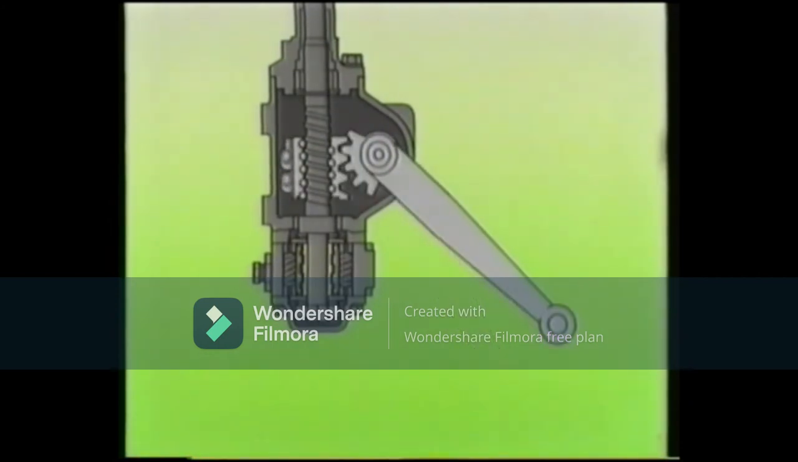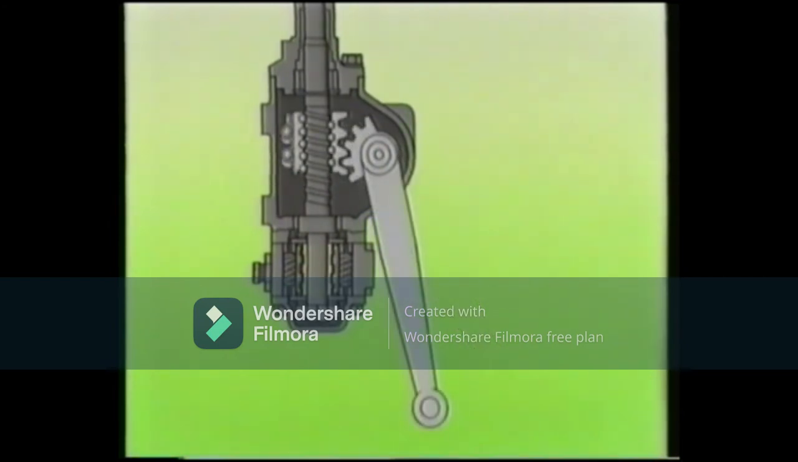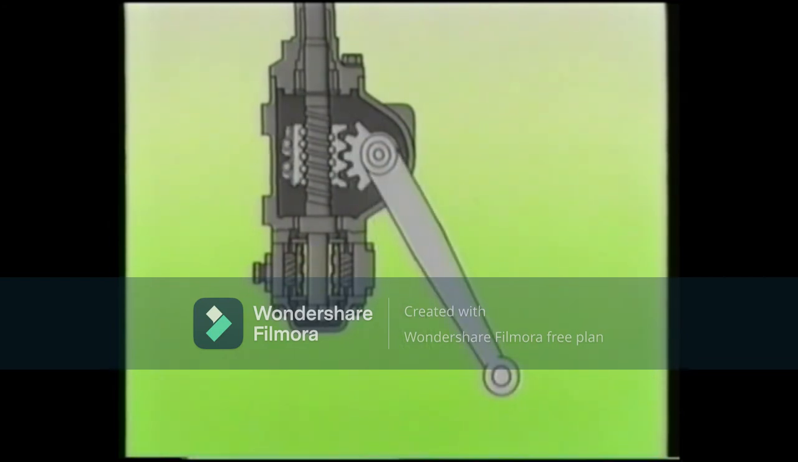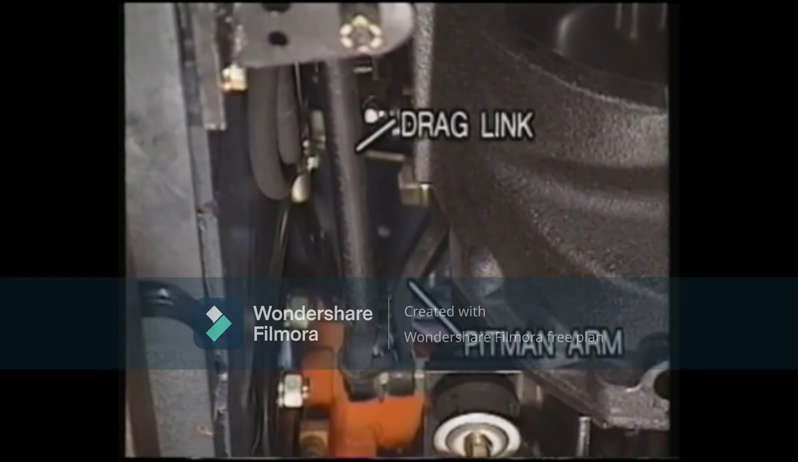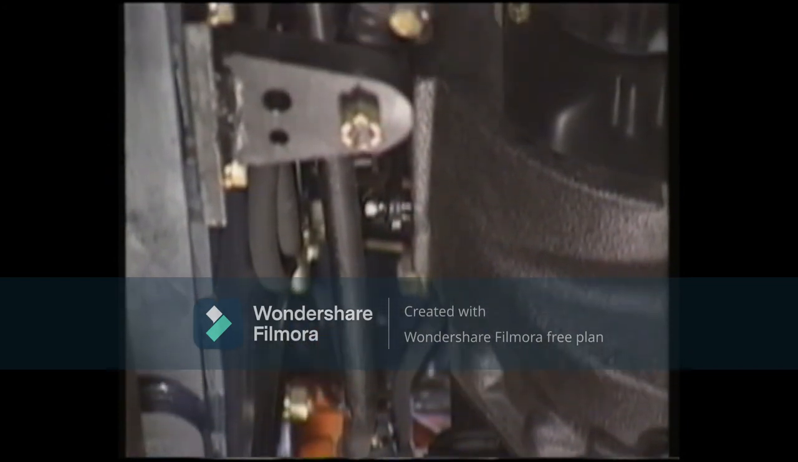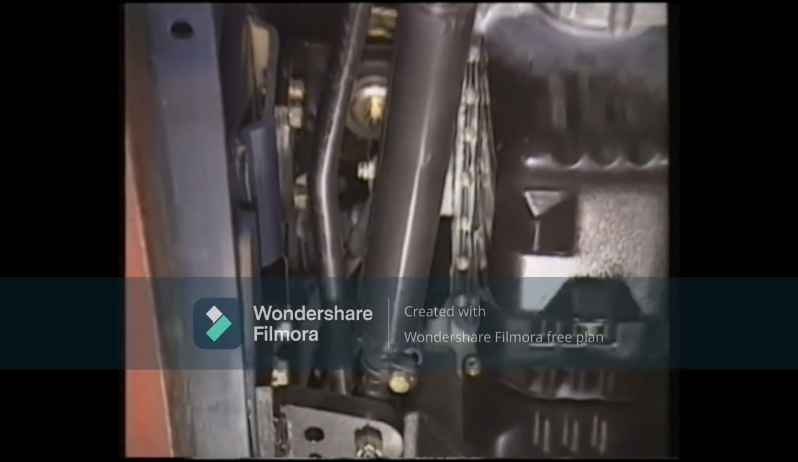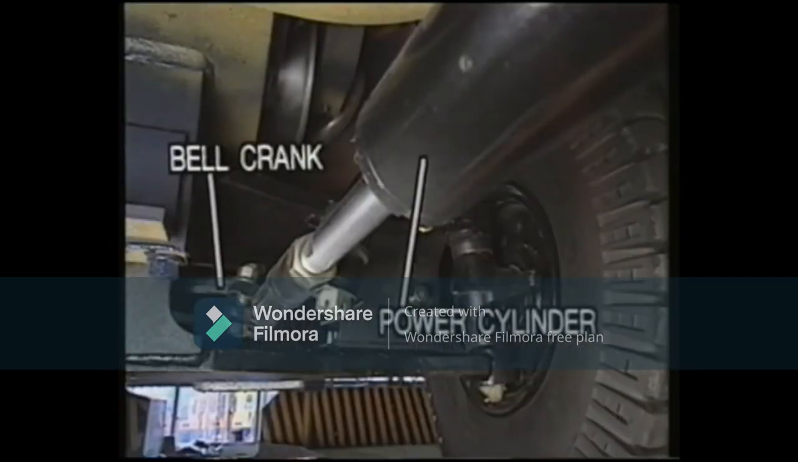The rotary movement of the steering wheel is changed to a linear movement of the pitman arm by those steering components. The pitman arm extends below the vehicle, and a drag link is fitted to it. The drag link extends under the vehicle to the rear and is connected to a bell crank along with a power cylinder.